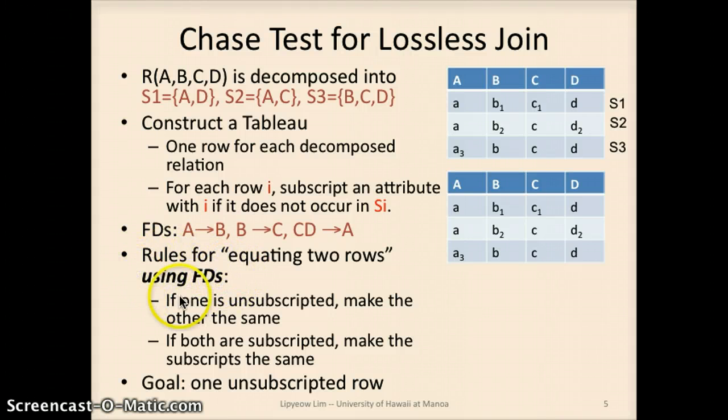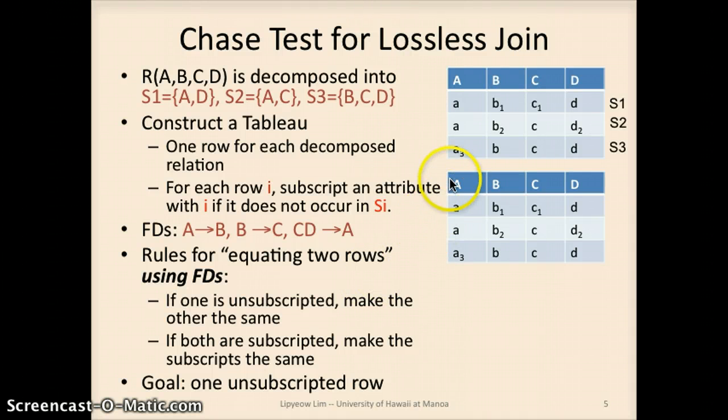Using the FDs, I'm going to try and equate two rows. Here are the rules: if one row is unsubscripted, make the other the same. If both are subscripted, make the subscripts the same. The goal is to get one completely unsubscripted row. I know this is cryptic, so let me show you via an example.